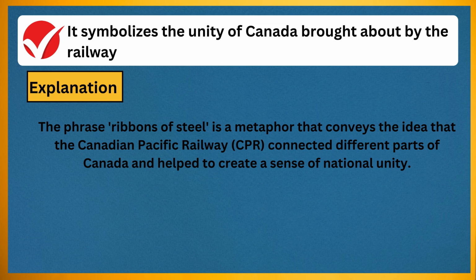The correct answer is, it symbolizes the unity of Canada brought about by the railway. Explanation: the phrase ribbons of steel is a metaphor that conveys the idea that the Canadian Pacific Railway, CPR, connected different parts of Canada and helped to create a sense of national unity.